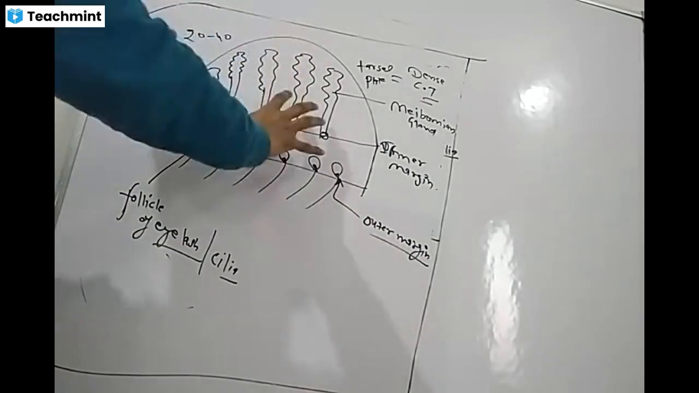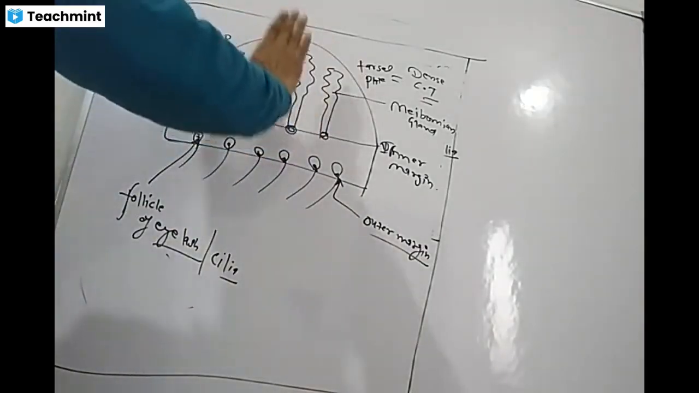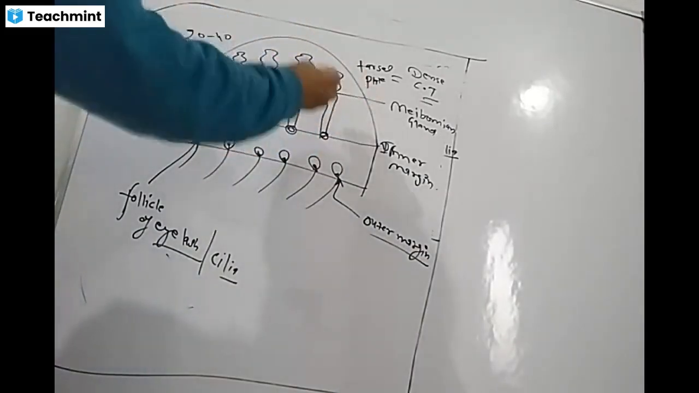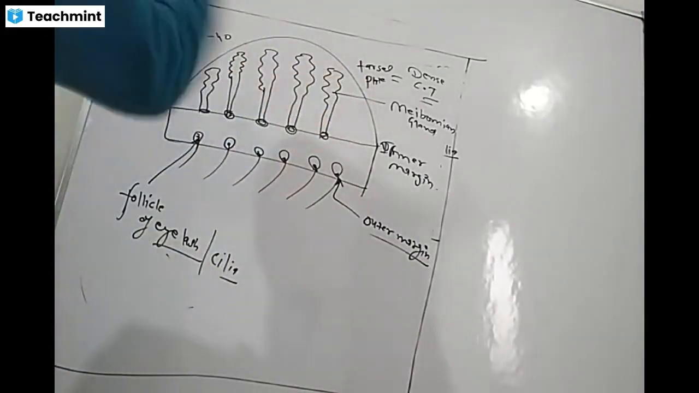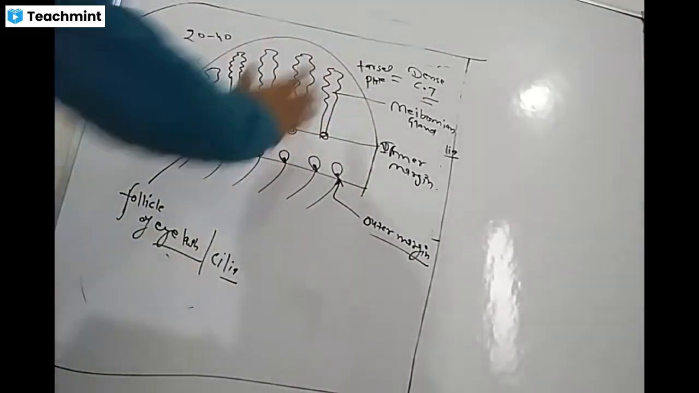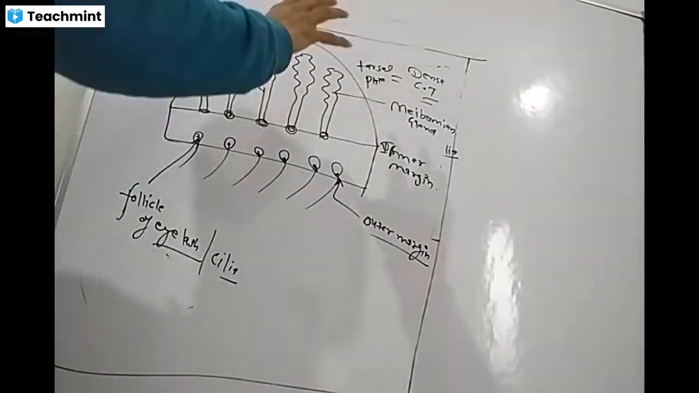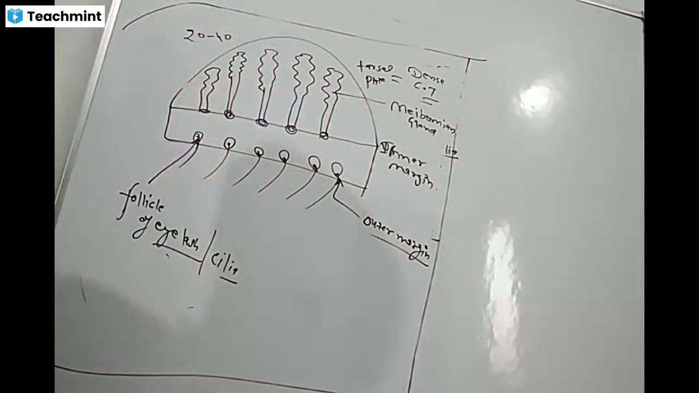So this is the upper eyelid. The eyelid has skin, connective tissue, and muscles. We have discussed muscles like LPS and Muller. Now we are discussing the connective tissue and glands. The connective tissue is called the tarsal plate. In this tarsal plate, 20 to 40 glands are embedded.